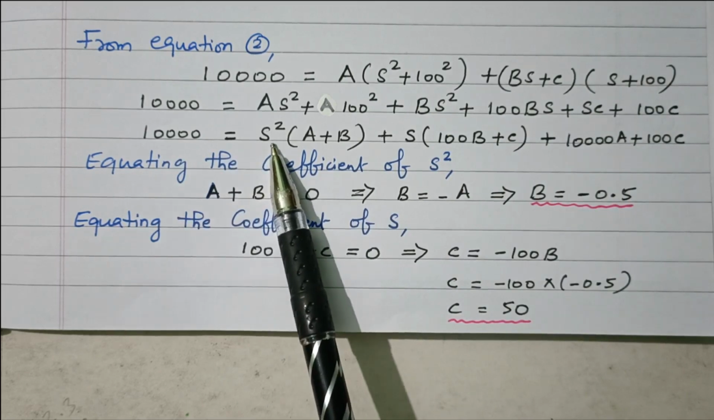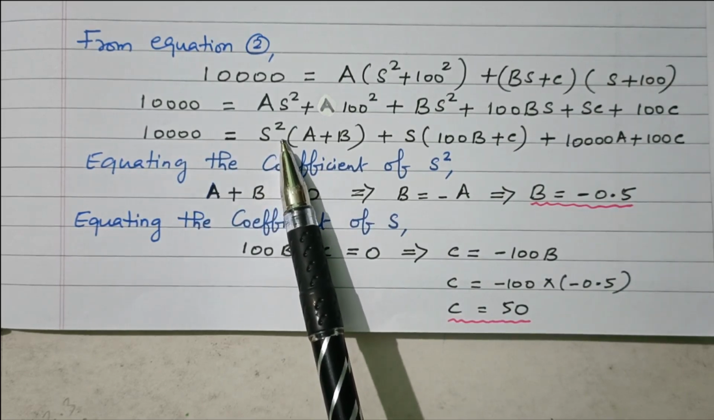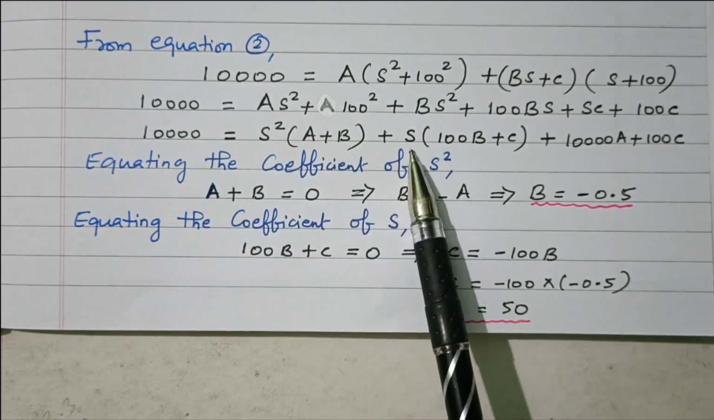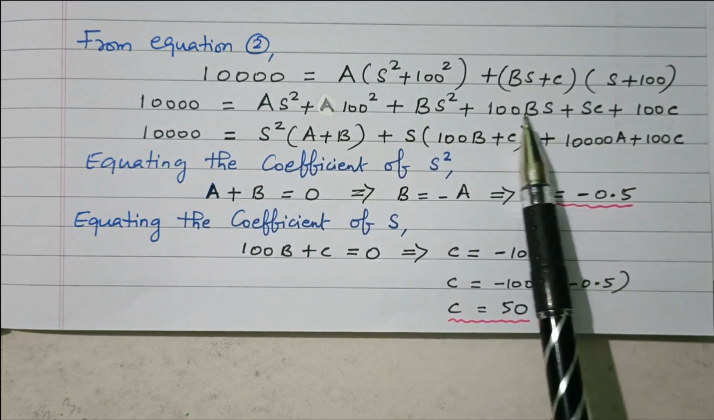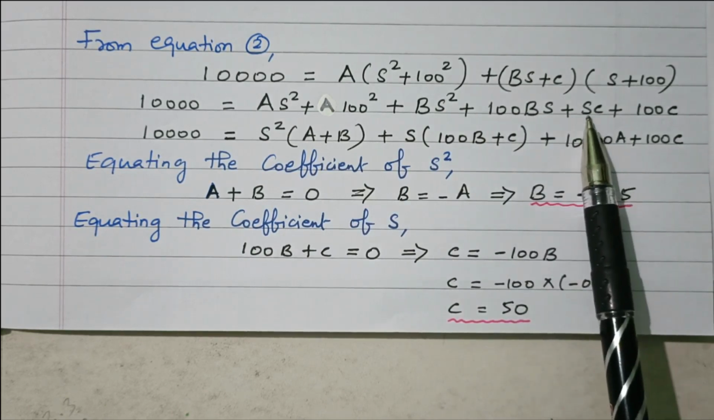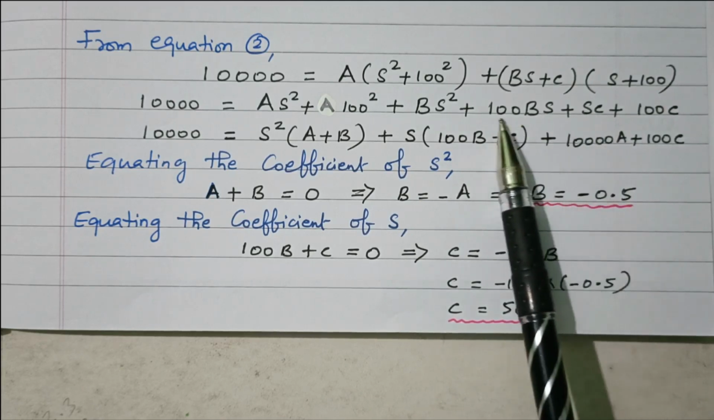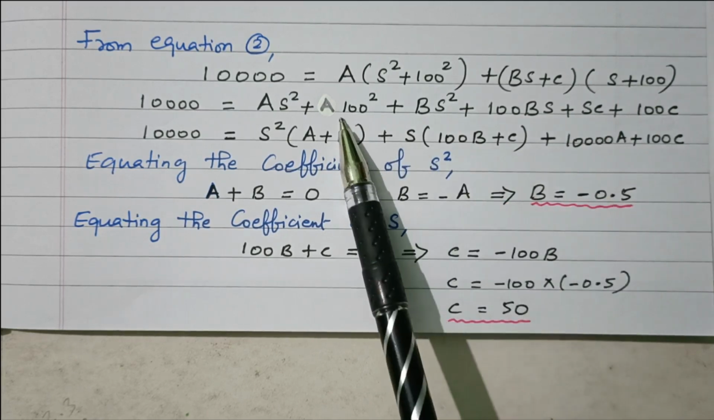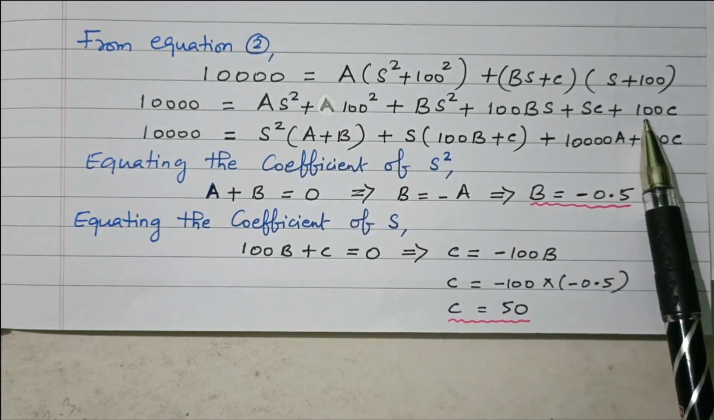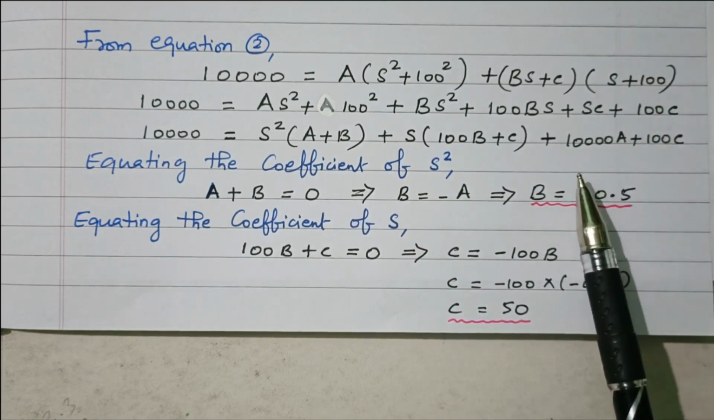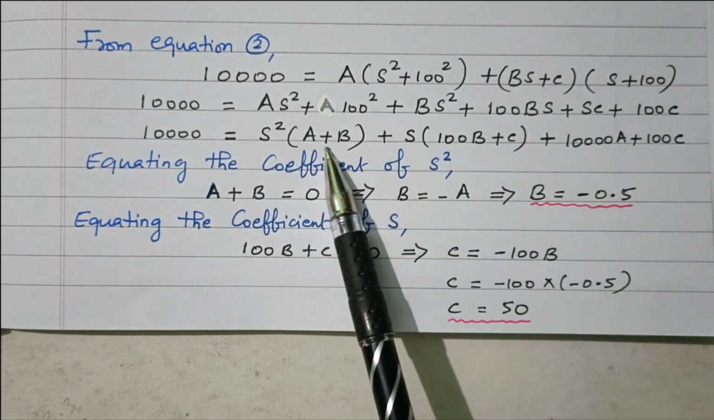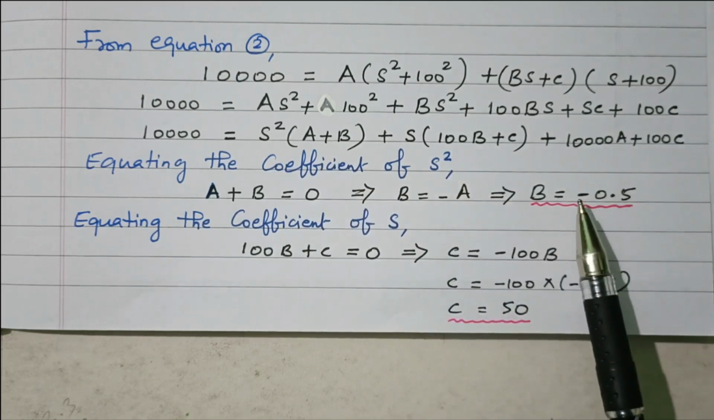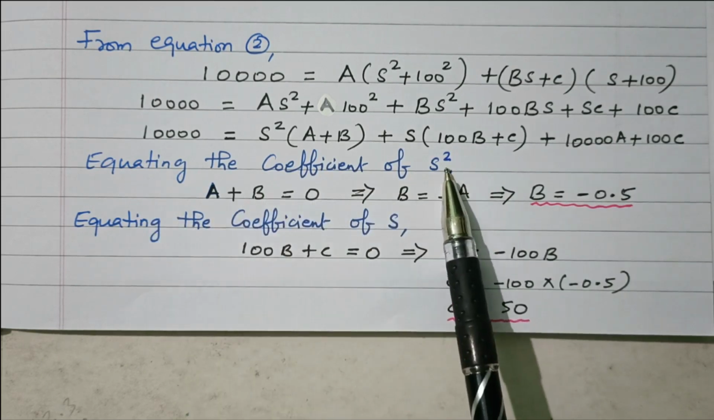So now we'll take the s square coefficient, s square outside. So here s square is there a, here s square is b, so a plus b. Take s outside, here s is there, so 100b, here one s is there, c, right? The s is taken outside, so 100b plus c. This 100 square is 10,000, 10,000 a plus here 100 is there, 100 c. These two are constant. So this is the coefficient of s square, a plus b. This is the coefficient of s, 100b plus c. This is constant.